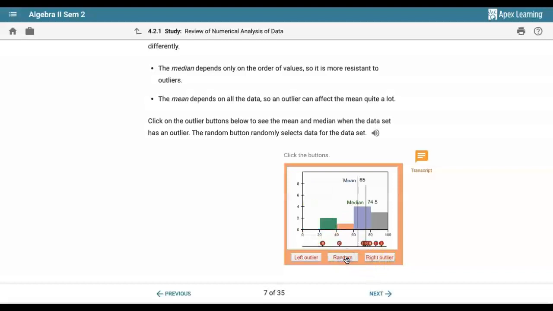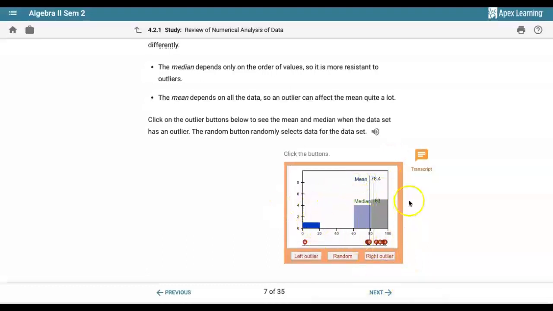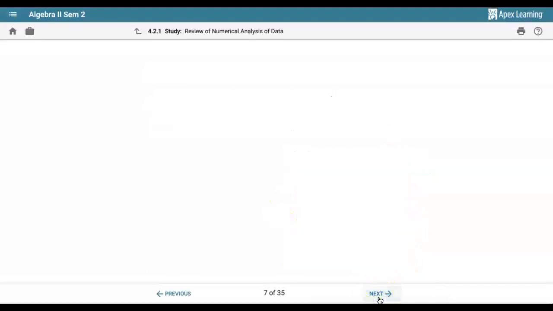If we have it random, right, then of course mean and median are pretty close to each other. But look, so again, if I go here, if I add a right outlier, it shifts everything. If I add a left outlier, it shifts it the other way, right? And again, the mean gets pulled towards whichever outlier I have, if I have an outlier.